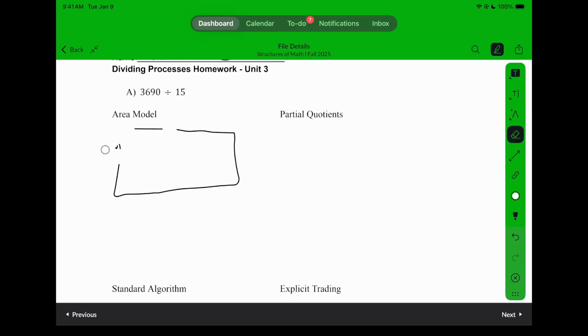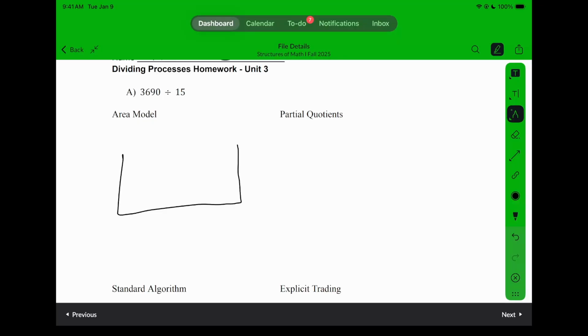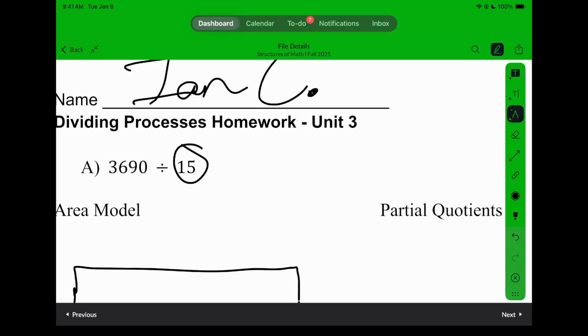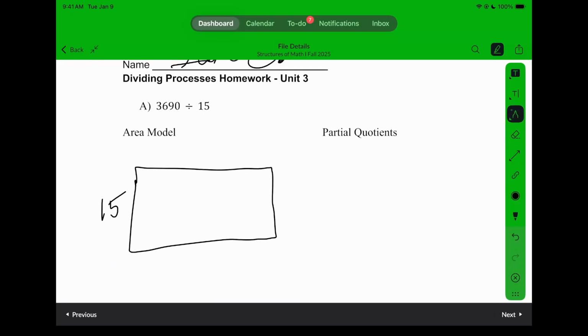Area model. I didn't like that. Hold on. Never break up this number. This number here, never break it up. Even if it's like 3,690 divided by like 400, never break this up. Anyway.